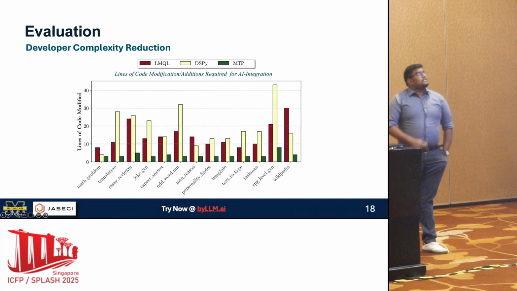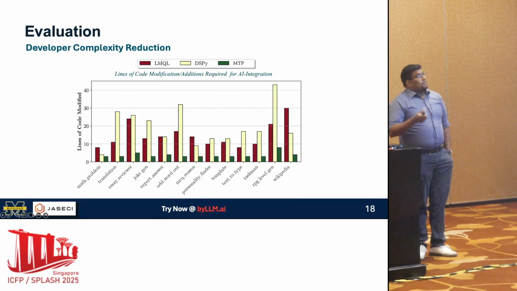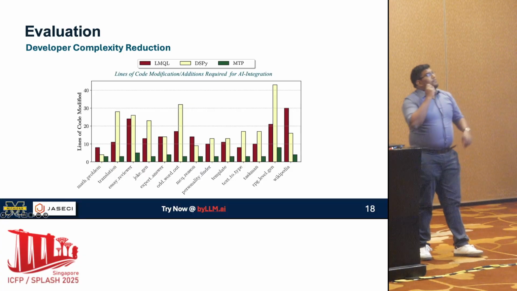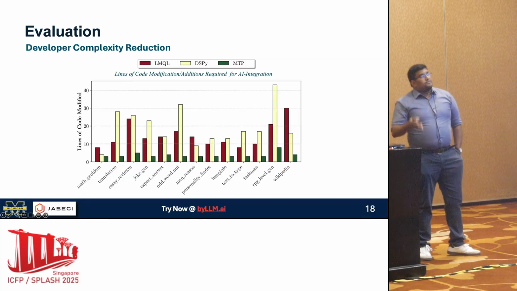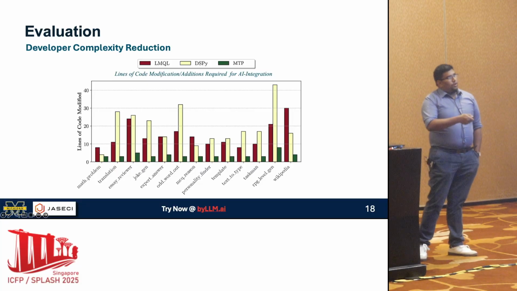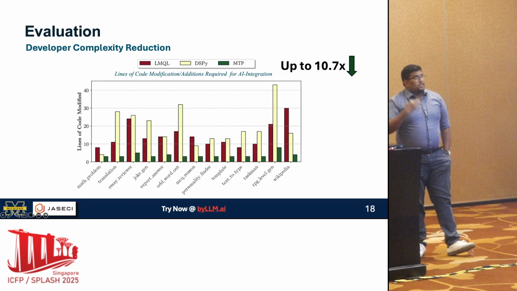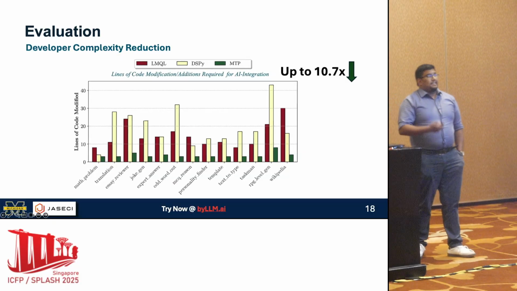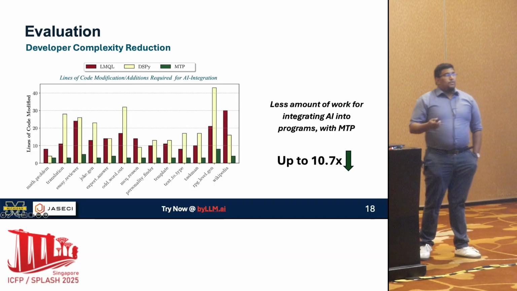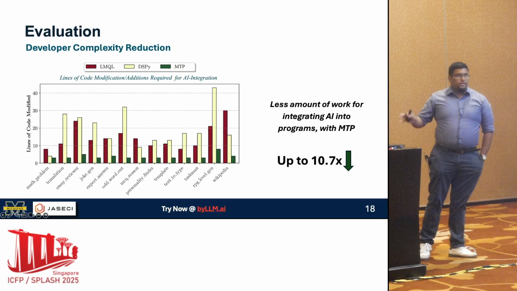Okay, so let's see how we reduce the developer complexity in terms of AI integration. We evaluated lines of code modifications or additions required for AI integration, and you can see MTP, the green bar, is low for all of these benchmarks. It reduces the number of lines of code needed for AI integration by 10.7 times, and definitely it's less work for integrating AI into a program with MTP. We also did some user study that you can go into in the paper.